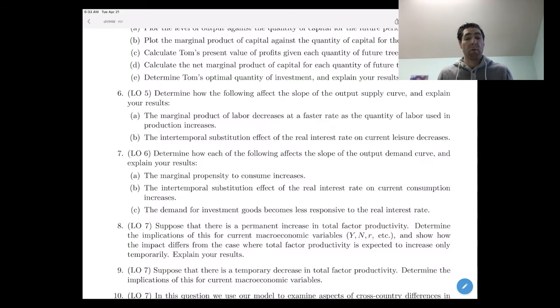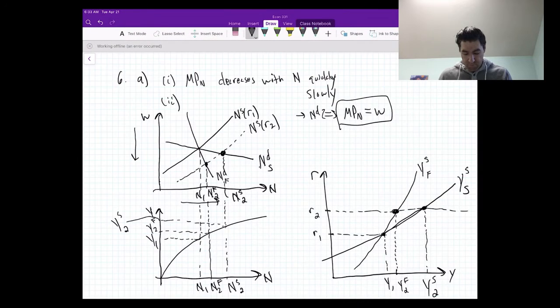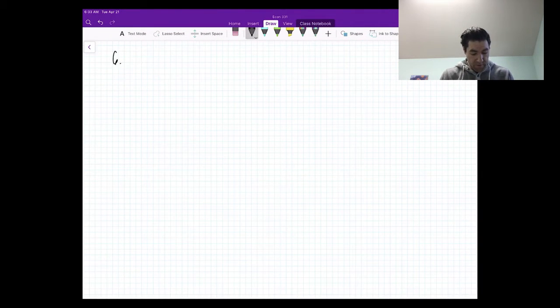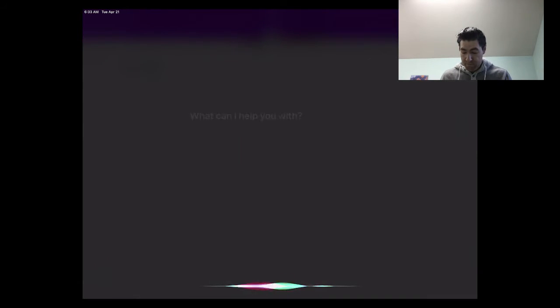All right, so this is for part B of number 6, and we really have the idea now. In fact, part B is a little bit easier than part A, and it's really the same idea here, which is that now we're told that the intertemporal substitution effect on leisure decreases. So what in the world does that mean?